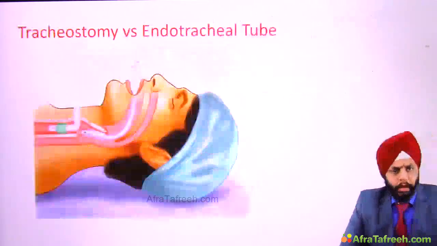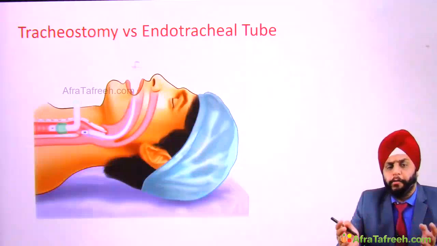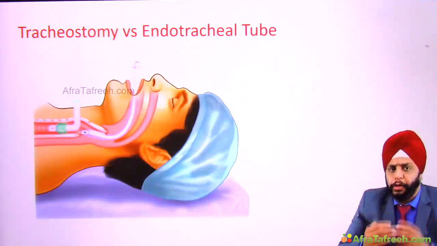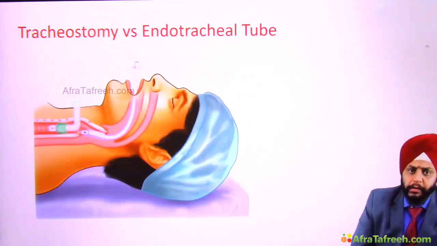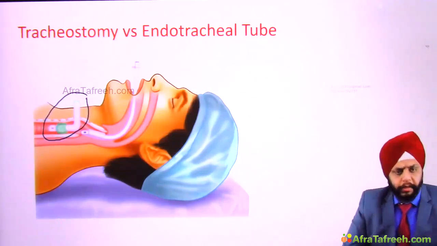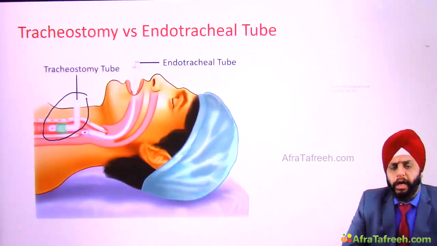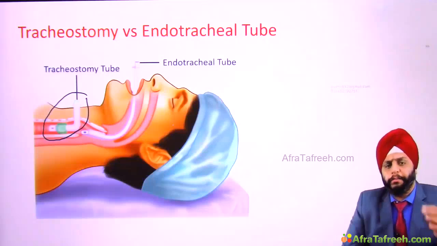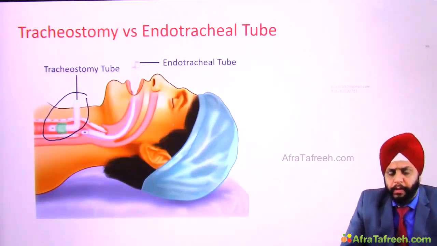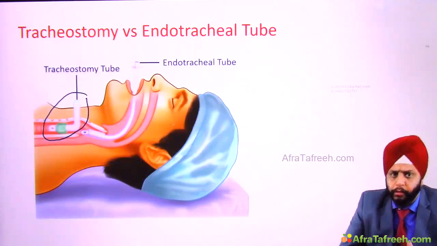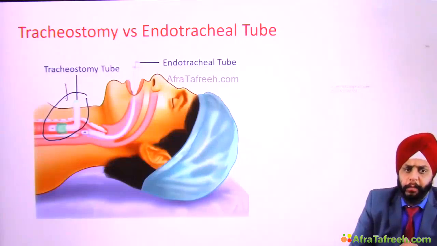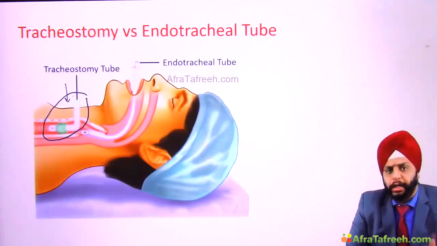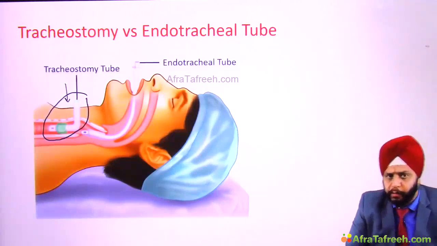Okay, now let's look over here. After you have made an opening, you put in the tracheostomy tube. Once again, the tube will be available to you only in the hospital. So this is the tracheostomy tube. Now you can compare this tracheostomy tube with the endotracheal tube. The endotracheal tube is placed from the mouth. Sometimes you can also do a nasal intubation. So it is placed from the mouth into the airway, and the tracheostomy tube is placed directly below the larynx in the trachea.